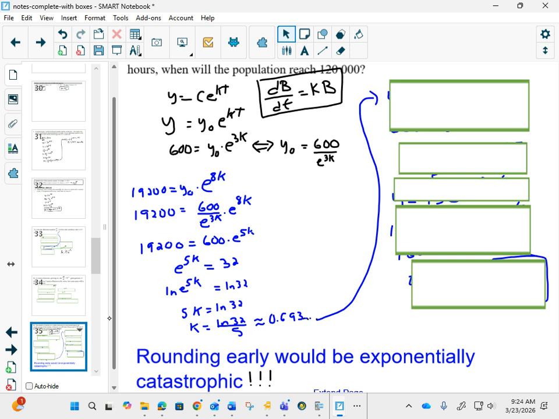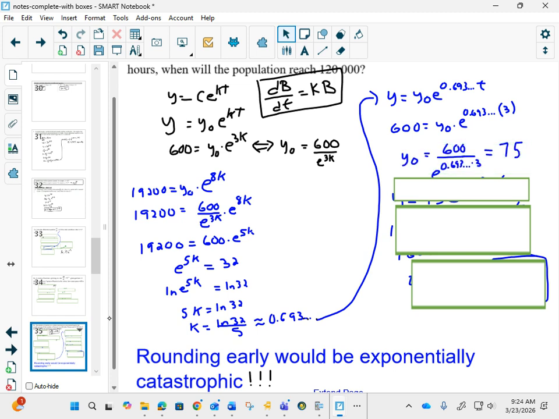So now that we've solved for k, we could take either the 19,200 or the 600, and we could solve for the initial amount.